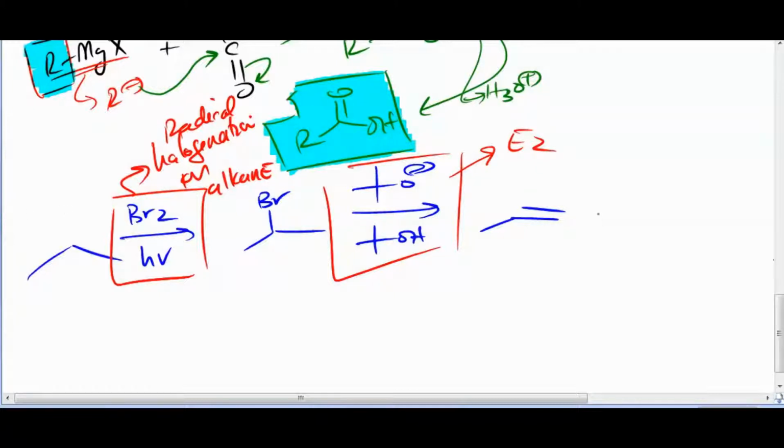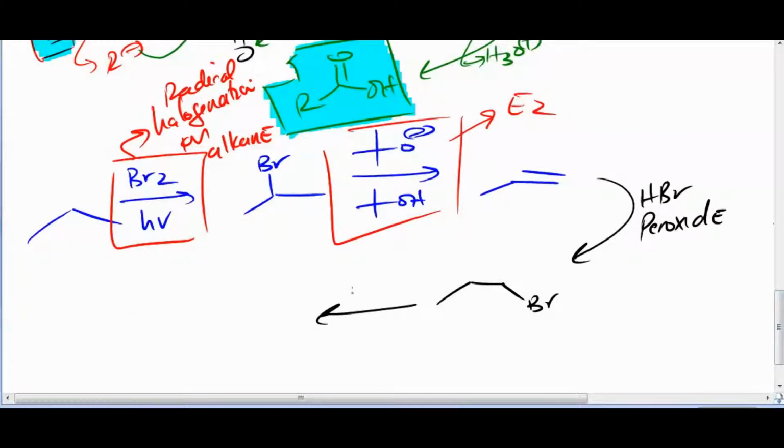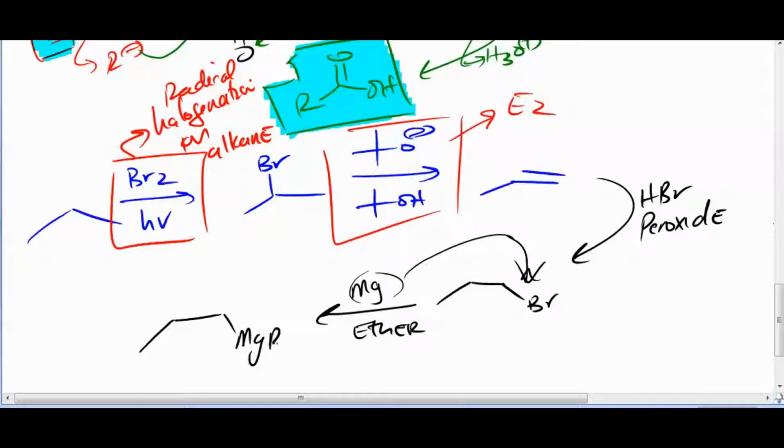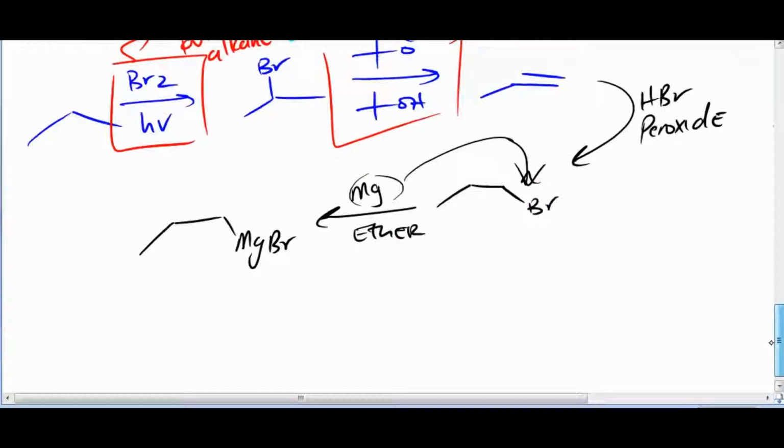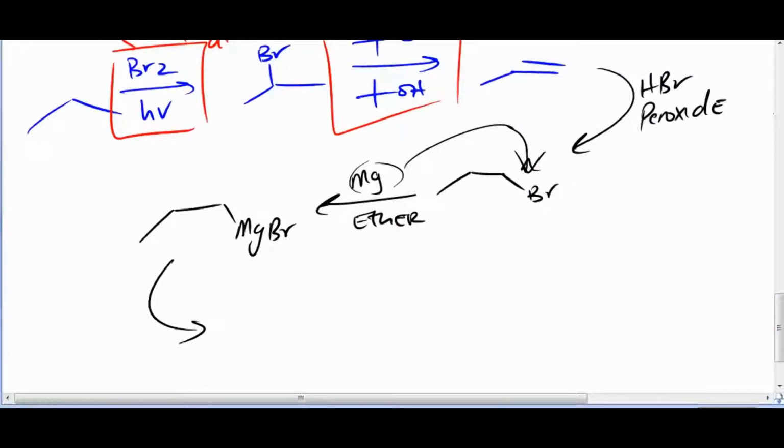Then from here, what we can do is react this with HBr and peroxide. This is going to give us an anti-Markovnikov addition, and the Br will be here. Then we can turn this into a Grignard. So this will just go here, and we would have that. And then once we form this, what do we react it with to get the carboxylic acid?